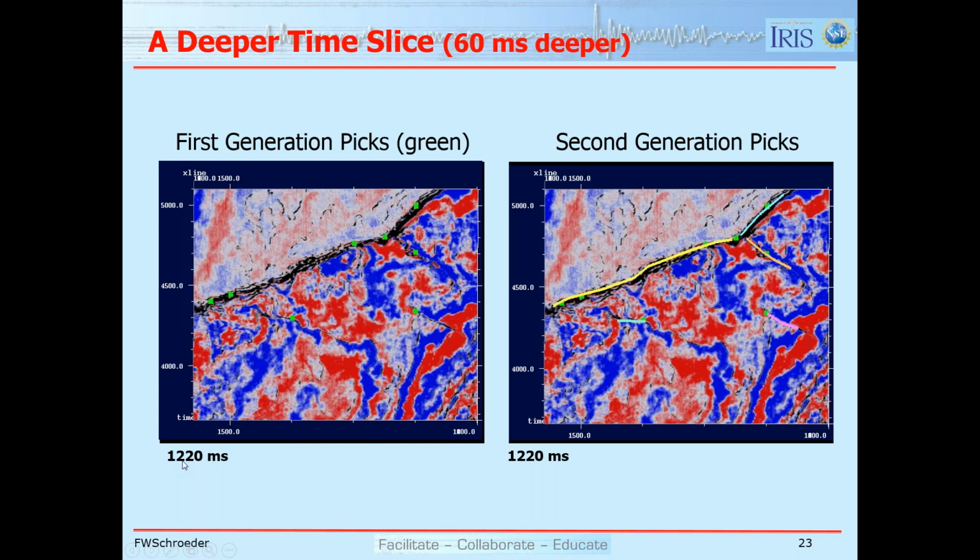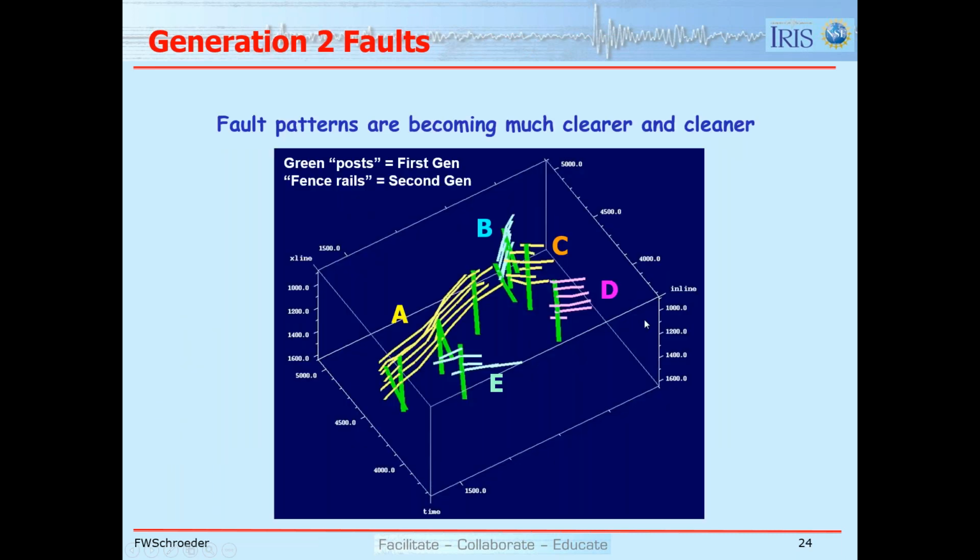So here is a time slice 1220. The green is my first generation fault picks. I can see where some faults are located. It turns out, I believe this is the yellow fault, this is my aqua fault, this is my orange fault, this is my magenta fault, and now I have a light green fault that I'm picking down here.